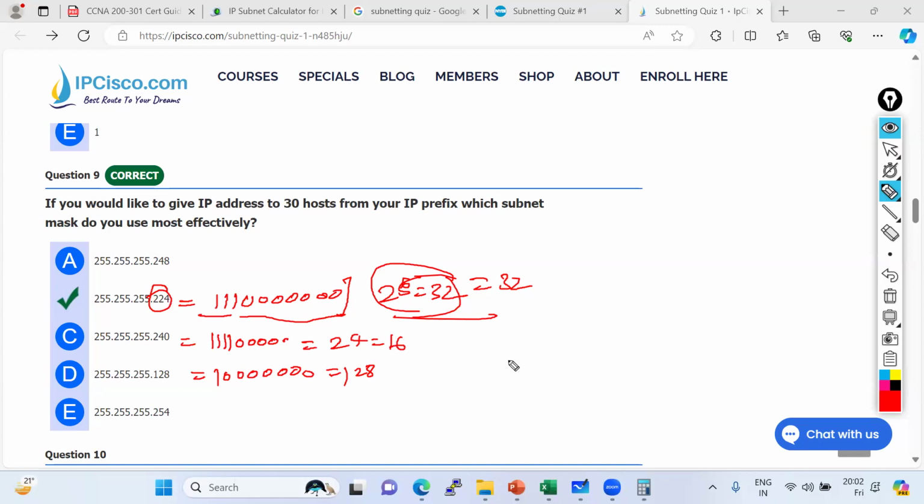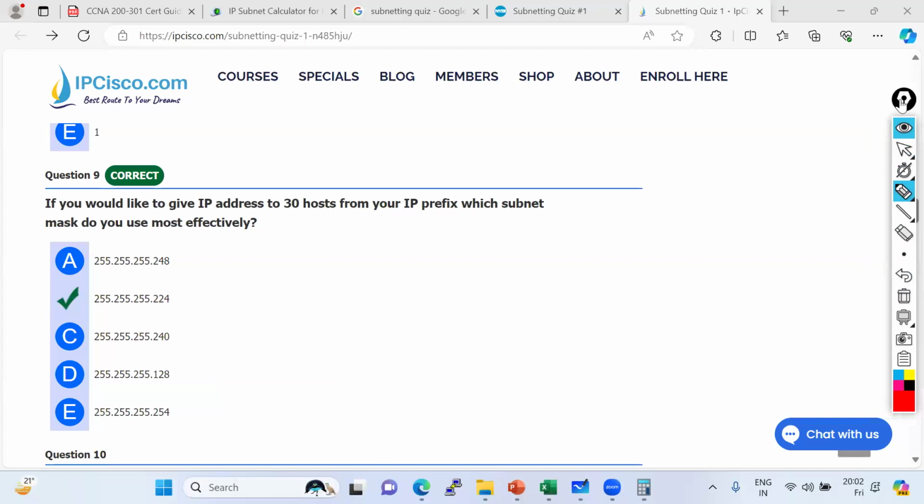Good. So what I'm going to do is convert everything to binary, and find the binary that gives me close to 30 hosts. That's what I need.